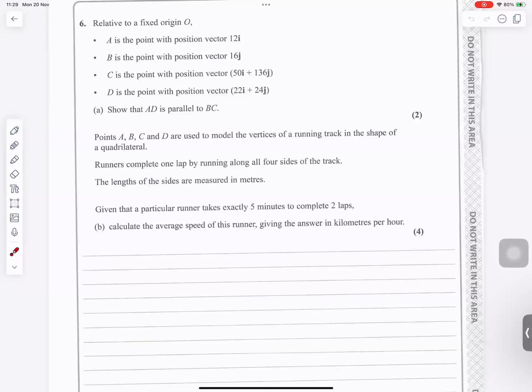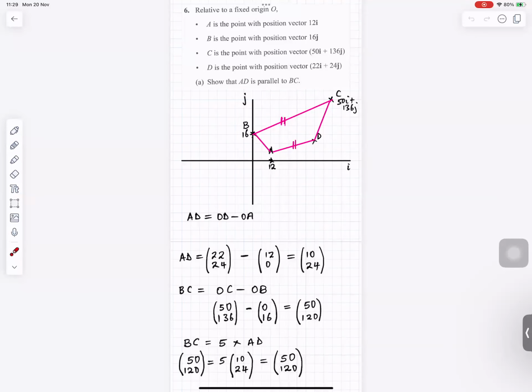Question number 6. So just imagine that's the shape there. We want to find AD. We always use the second one. AD is OD minus OA. Notice it's the second one minus the first. So you write down AD, which is OD minus OA in column form. 22 minus 12 is 10. 24 minus 0 is 24.